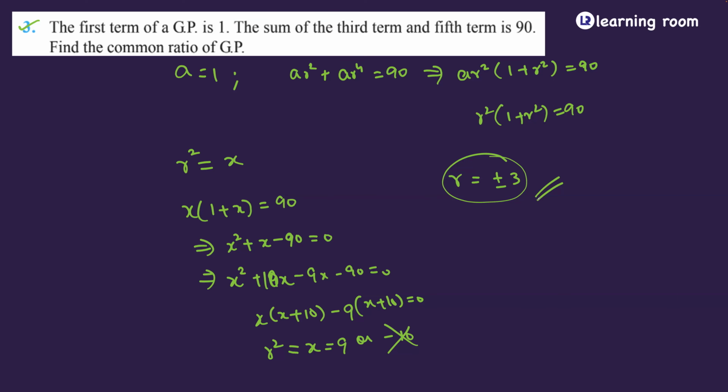Okay. Answer: plus or minus 3, because both are possible. Right? So if you're clear with this, proceed.